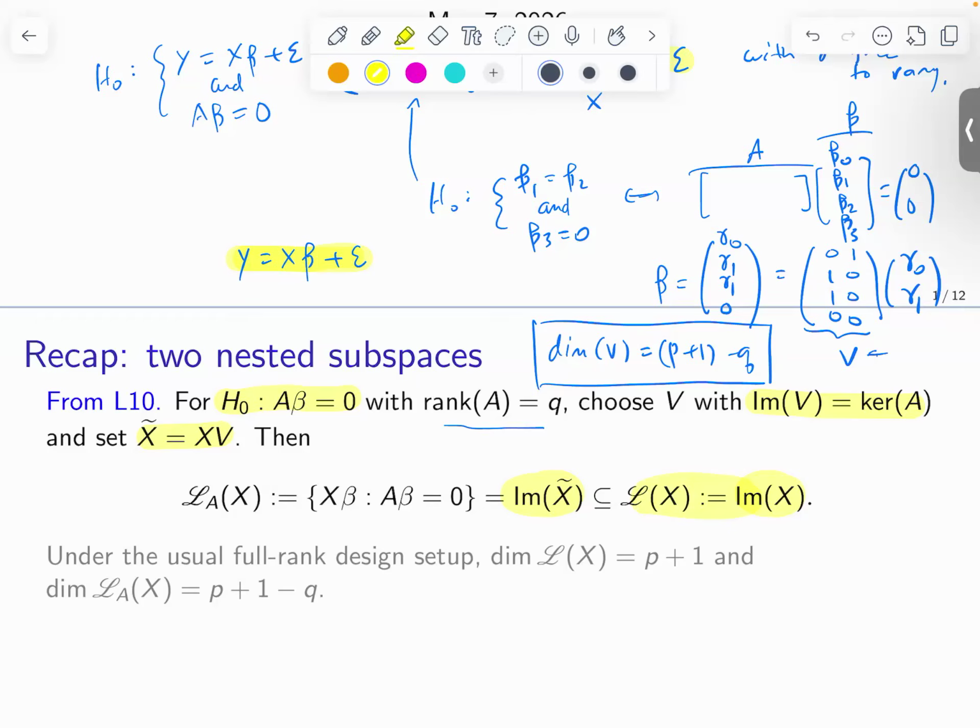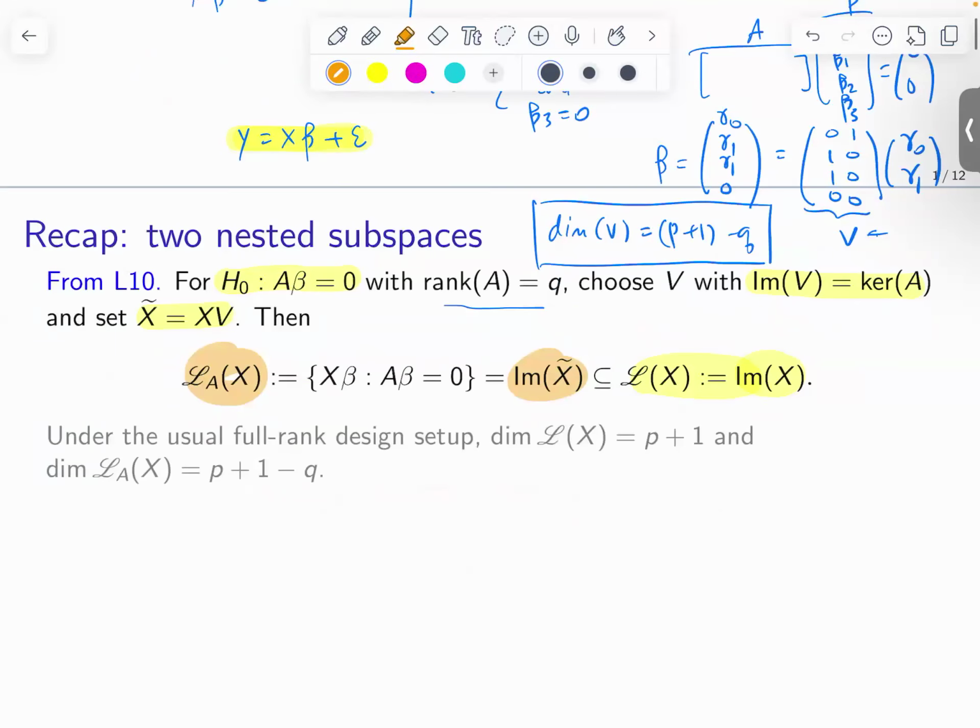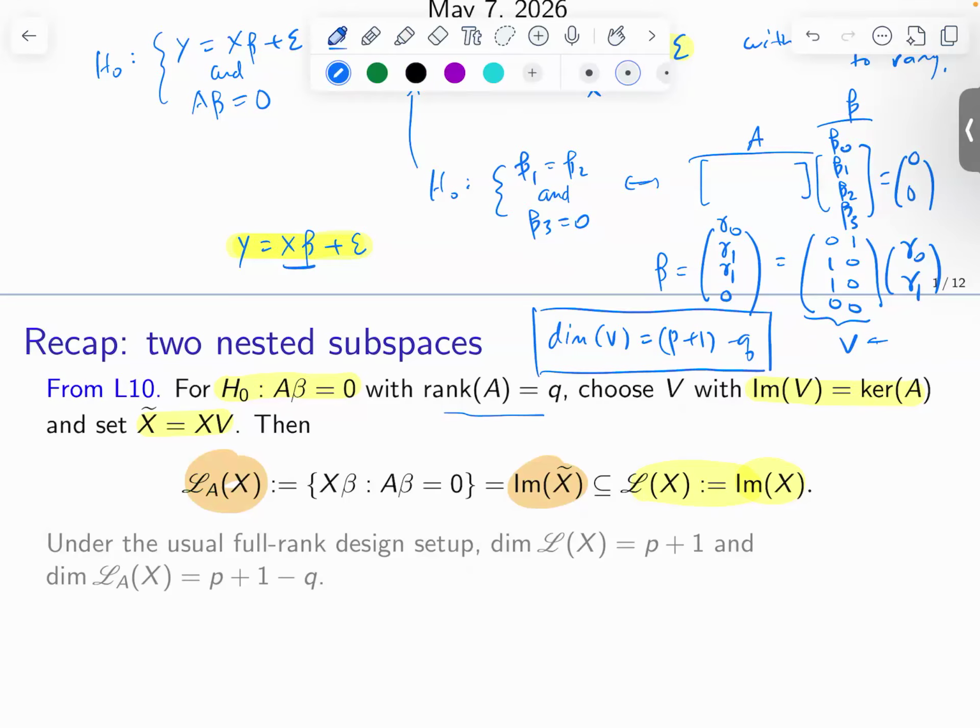So let's say this is the image of x tilde. You'll use the two notations because your book uses one, I use the other. And then the dimension of this new space, as we discussed, is p plus 1 minus q. Okay. And so what are these spaces? These are basically the models that we have for the mean vector. If you recall, if I call the mean vector here mu, all this linear model is saying is that the mean of y, that mu, belongs to the image of x.